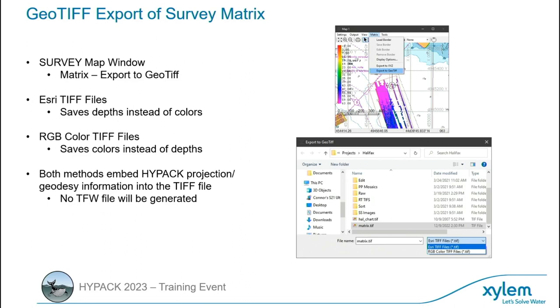And it is basically just a copy of the code that I wrote. So it's the same way here, where these aren't going to generate a TFW file. And it will include your HYPACK projection information. So you don't have to worry about it. When you load it in, Esri should just know, oh okay, this is the projection this is in. You don't have to make a projection. You don't have to configure anything.